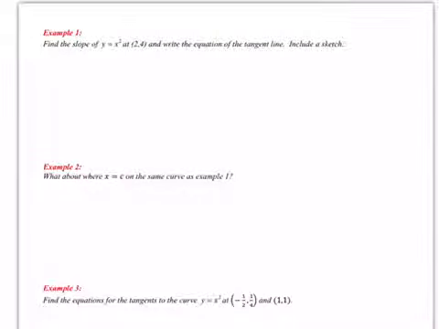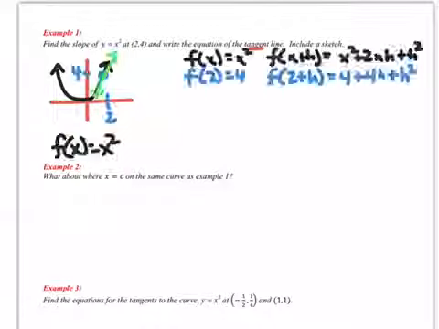Alright, so let's do this real quick. Let's use the difference quotient to analyze the slope of the graph of that tangent line at the point 2, 4 on y equals x squared. So let me graph it real quick here. Okay, so I drew a sketch of the graph, and I drew a tangent line to that graph in green. I also found f of x and f of x plus h in terms of x, and then f of 2 and f of 2 plus h.